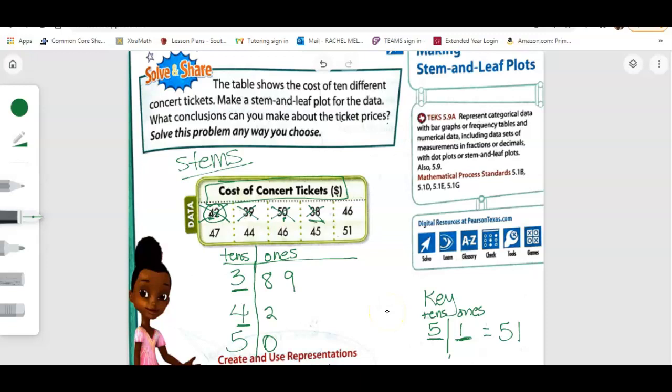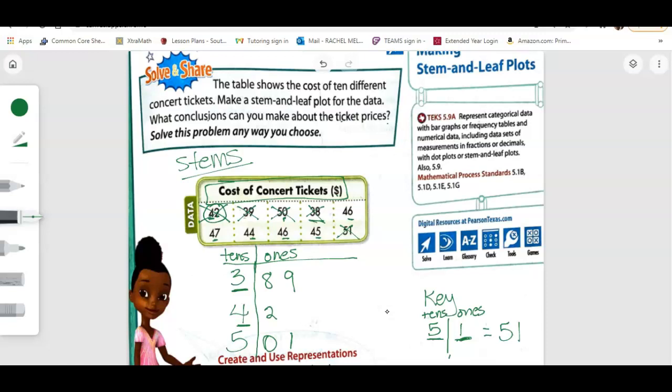So obviously it goes in with the 50s and it's a 1, so that will come after my 0. So there's my 51. Okay, so now I'm going to go ahead and look at these numbers. I see that I have a 44, a 45, 2 46s, and a 47. So I want to write those in that order.